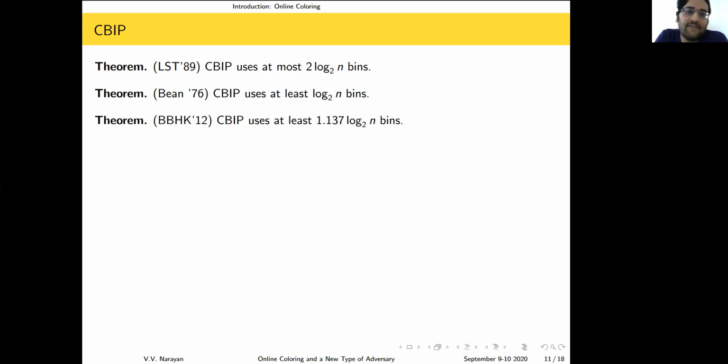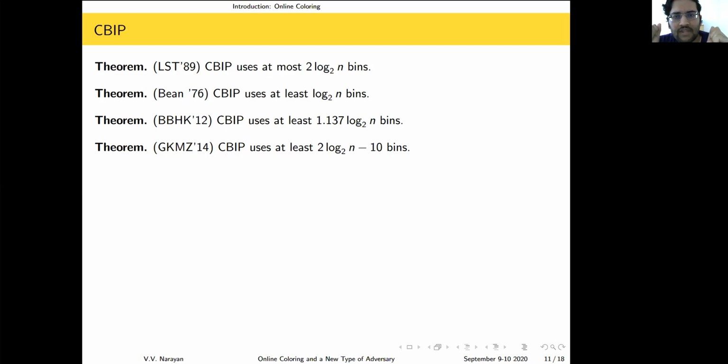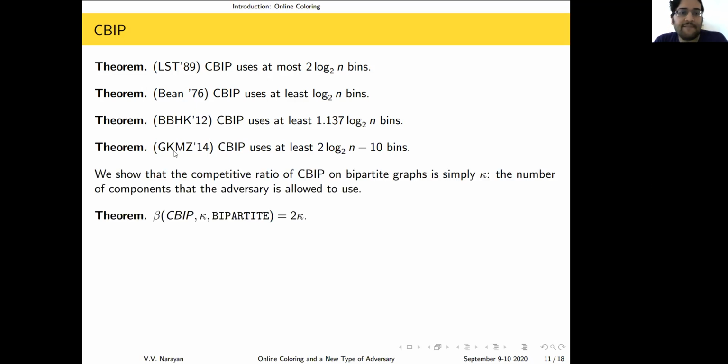In 2012, Bianchi et al. showed that CBIP uses at least 1.137 log n bins. And in 2014, Gutowski et al. showed that it used at least 2 log n bins. Now, if you analyze what the adversary is doing against CBIP in Gutowski et al.'s paper, it uses log n different connected components to force CBIP to use 2 log n bins. And we prove that this is a necessary feature of their proof, because interestingly, the competitive ratio of CBIP on bipartite graphs is simply kappa, which is the number of components that the adversary is allowed to use.